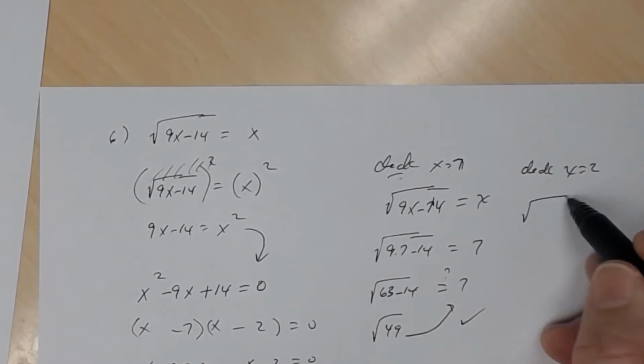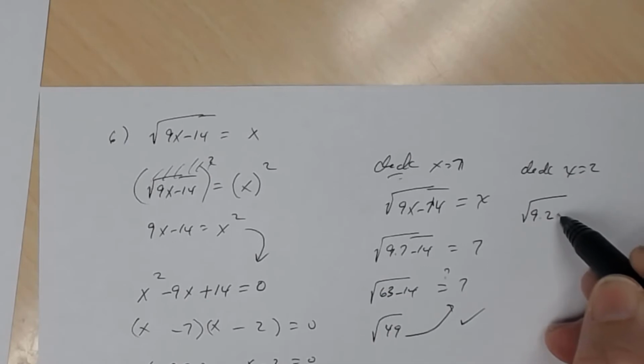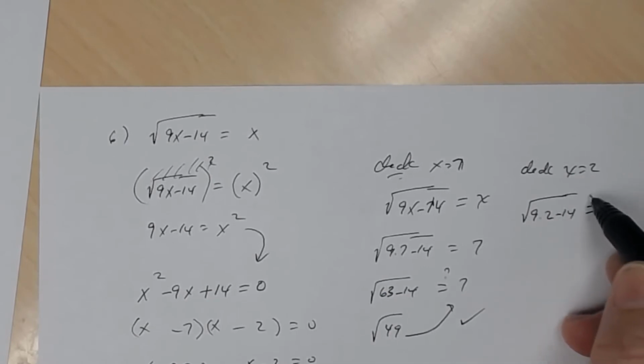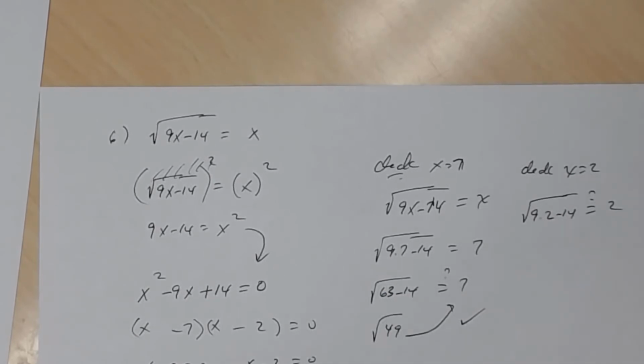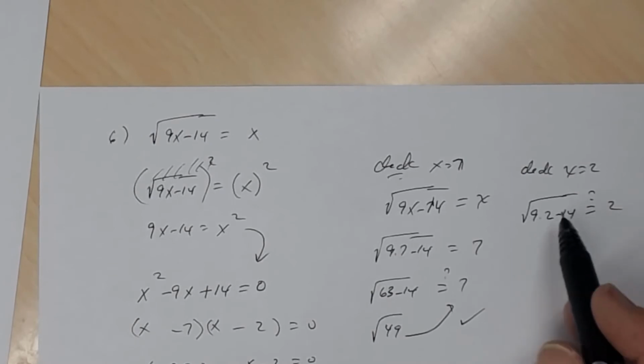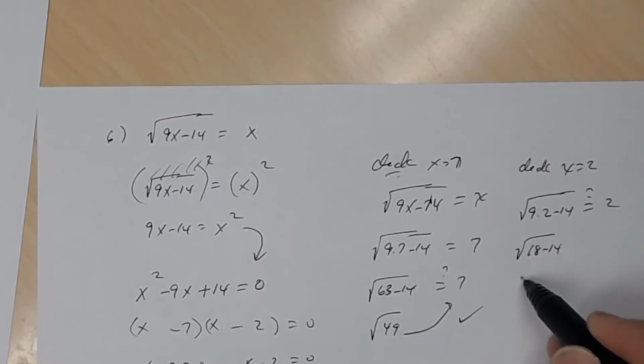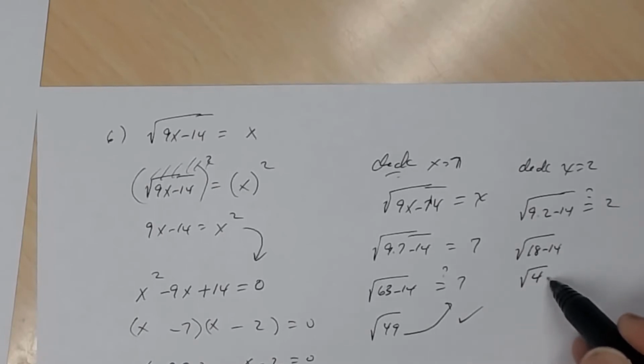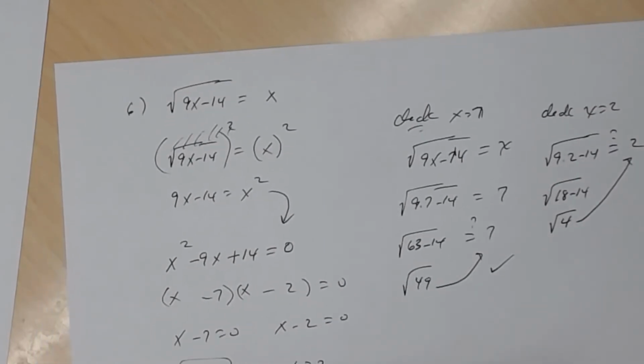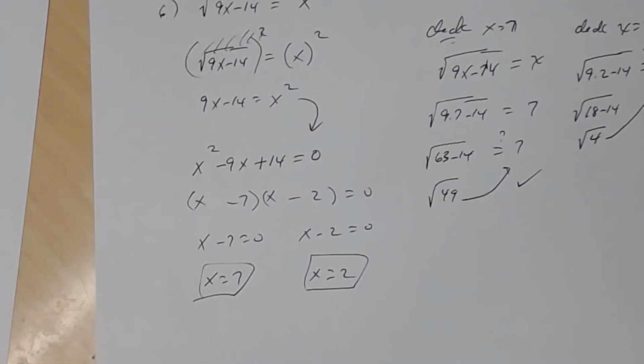So I get the square root of 9 times 2 minus 14, and we're going to see if that's going to equal 2. Well, 9 times 2 is 18, and 18 minus 14 is 4, and the square root of 4 is indeed equal to 2. So 2 is also a solution. Okay, so 2 is a solution in this case. So here we have two solutions.